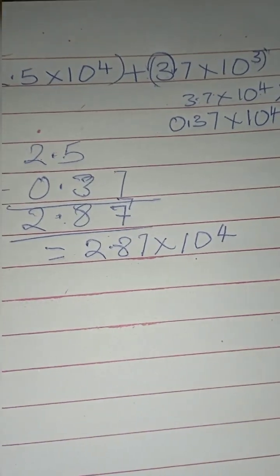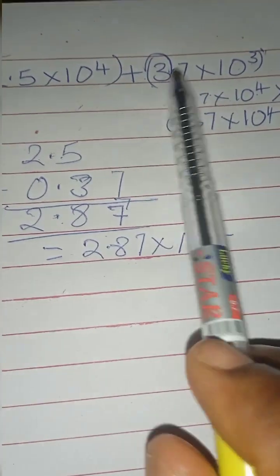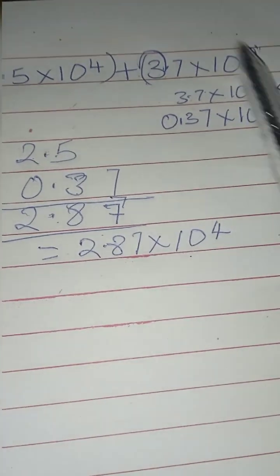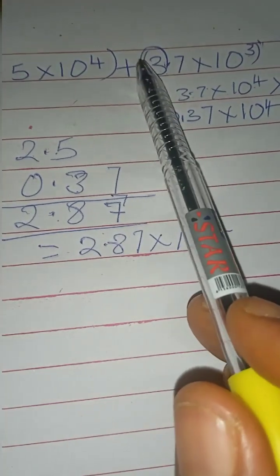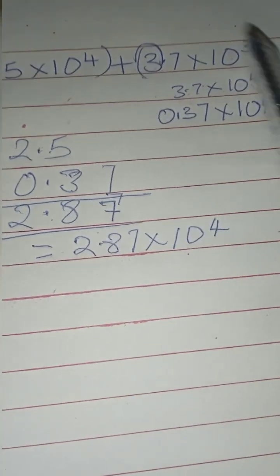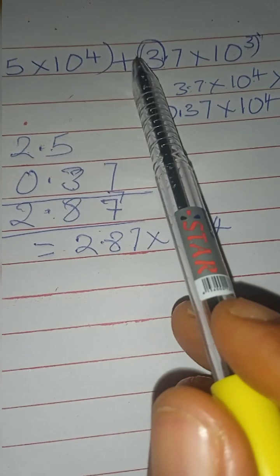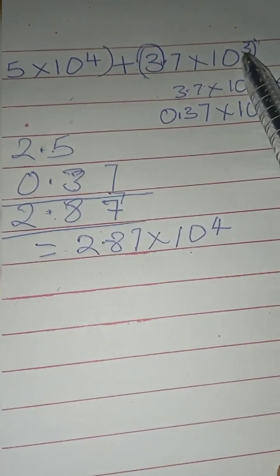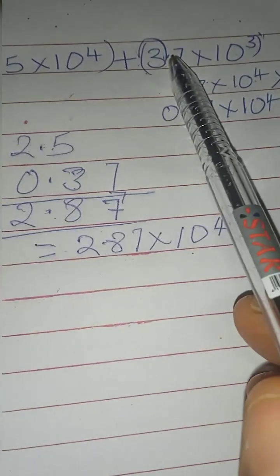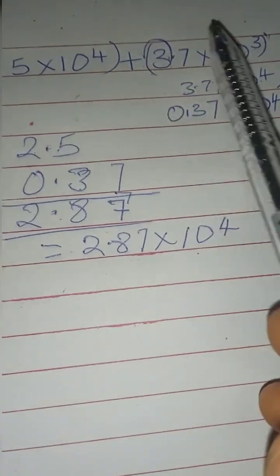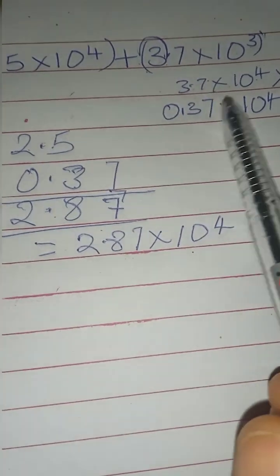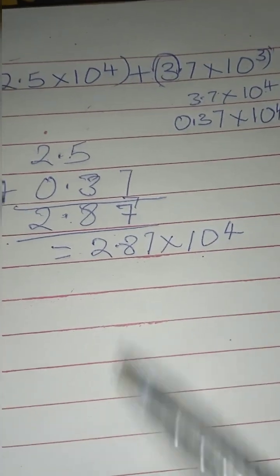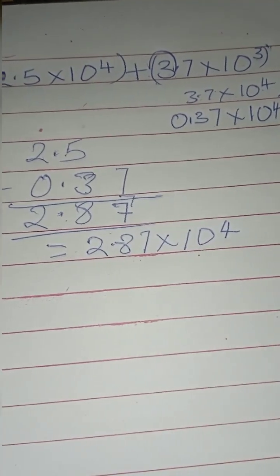So the trick, the technicality, is that you must make the powers the same. If you are adding 1 to the power, you are moving the point one step back. If you add 2 to the power, you will move the point 2 steps backward. So how many steps you increase the power is how many steps you move the point backward, so that the value of the number will not change. So this is our final answer for this one.